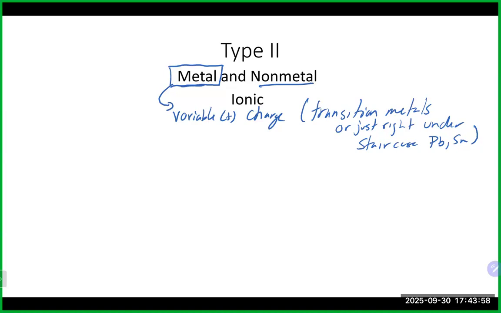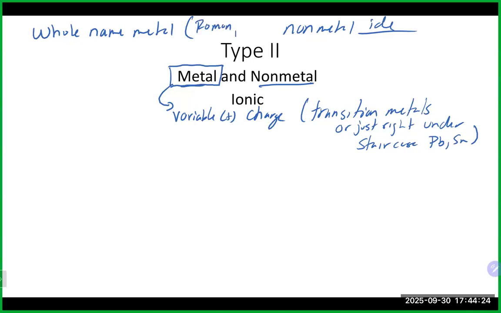And the way that we name type 2 metals is very similar to the way we name type 1 metals. We still use the whole name of the metal. We still have the nonmetal getting the IDE treatment at the end. But the additional thing that we include on our type 2 compounds is a Roman numeral.